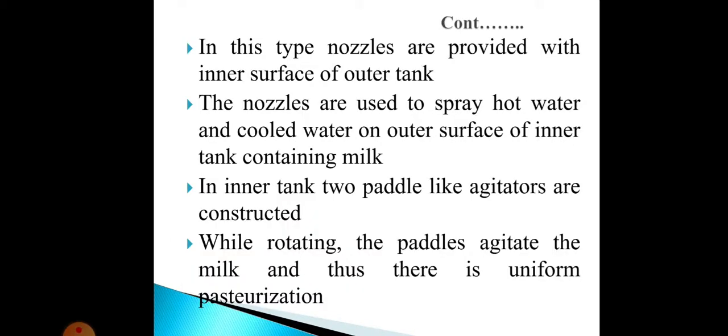So in this type, the nozzles are provided on the inner surface of the outer tank. The nozzles are used to spray hot water and cooled water on the outer surface of the inner tank containing the milk. Okay. So in the inner tank, two paddle agitators are constructed. While rotating, the paddles agitate the milk, and thus there is uniform pasteurization.